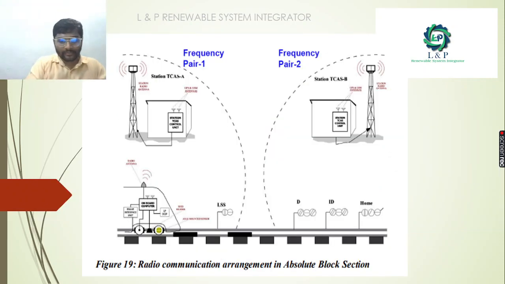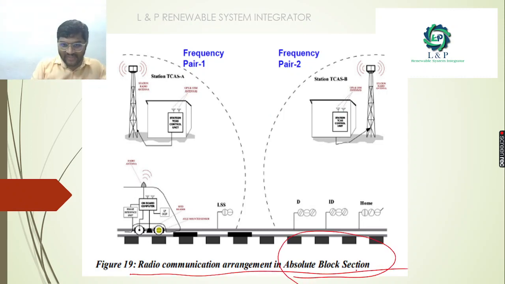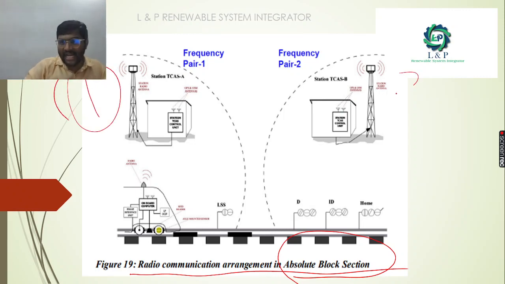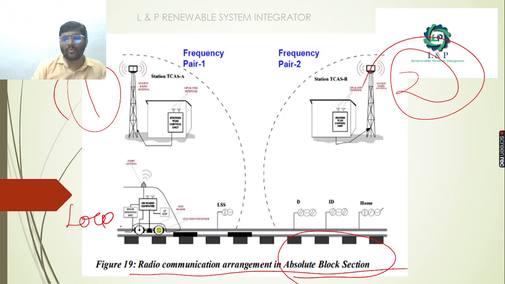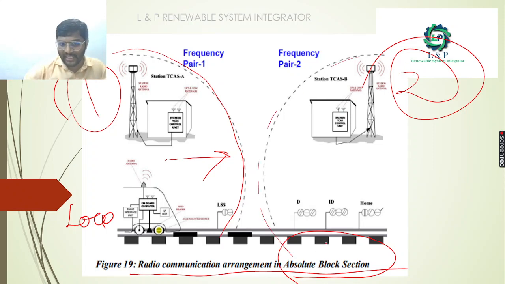This is an example of a radio communication arrangement of an absolute block system. As you can see, inside the absolute block system, this is station 1 and this is another station. We have a Loco in station 1, and it is approaching from this station to the other station. The radio frequency range of station 1 is within this limit, and the radio frequency range of the second station is within its limit. It means there is a small gap, they are not overlapping.